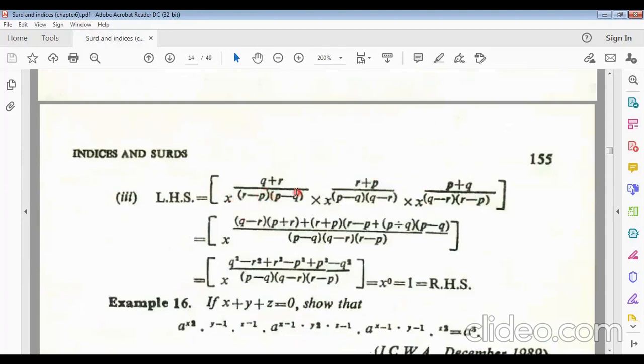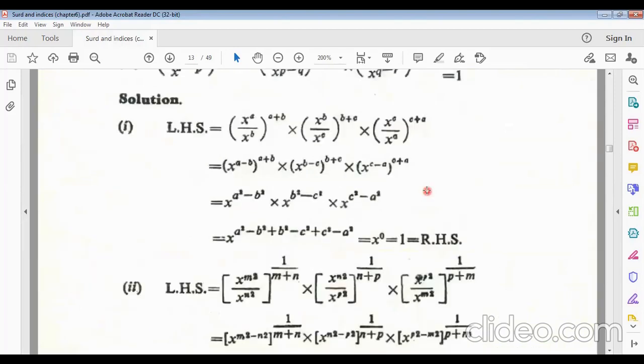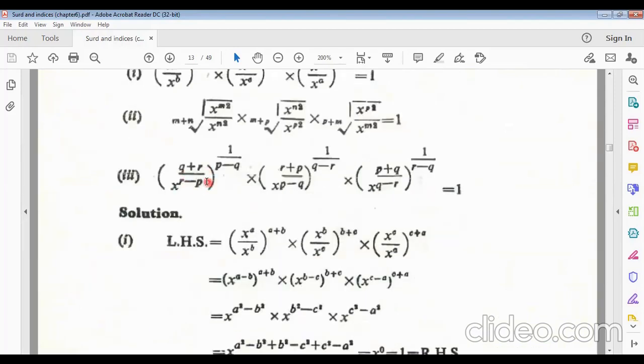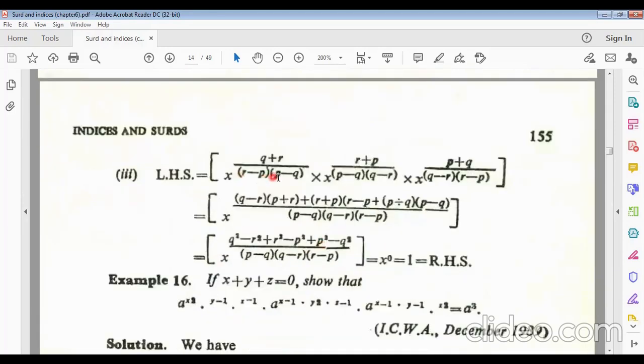Okay, so power multiplied by power makes this. Because q plus r minus p into p minus q, this power and this power will be multiplied. So r minus p into p minus q, and similarly p minus q into q minus r, and q minus r into r minus p. The bases are the same, x, with the whole power, remember it. So x to the power this plus this, same base. This is why we are making one base.